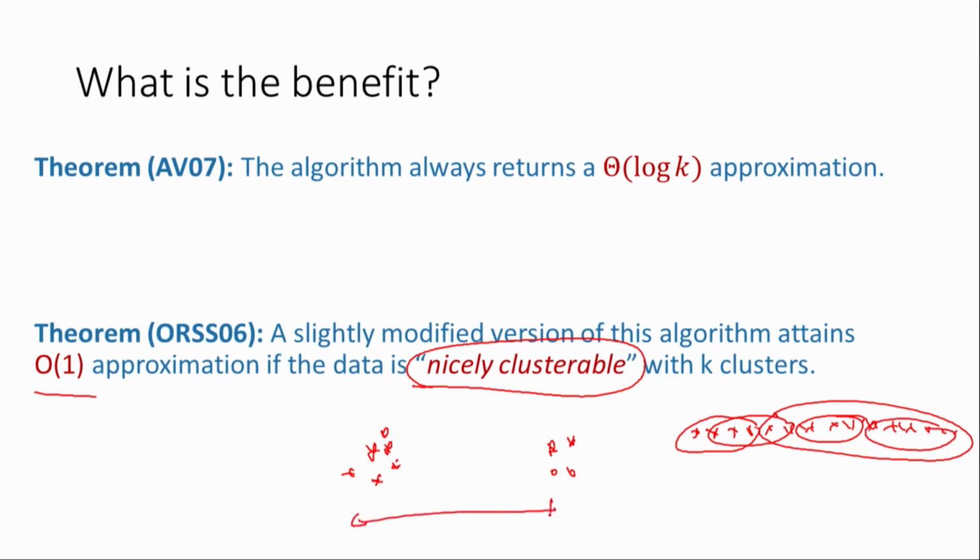However, look at this data. There are clearly 2 nice clusters possible. I don't know how to capture that formally, but suppose this is the intuition: if the data happens to be nicely clusterable, then your k-means algorithm doesn't just return a log k approximation, it returns a constant factor approximation. This O(1) is a constant. Let's say this constant is 3, then your solution is never a factor 3 worse than that of optimal. This is what it means. Is this clear? Any questions here? Is the concept of approximation clear?